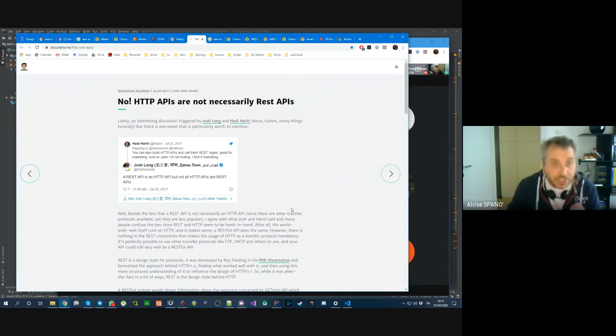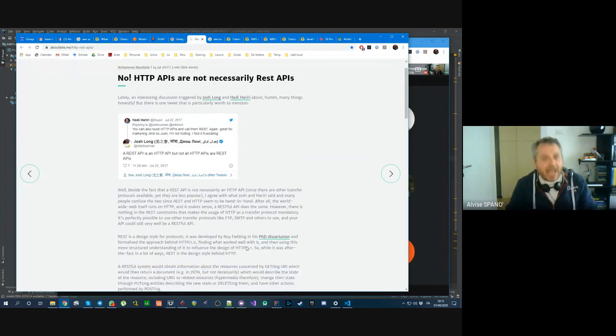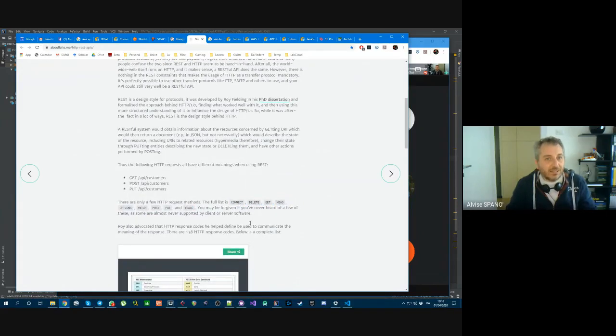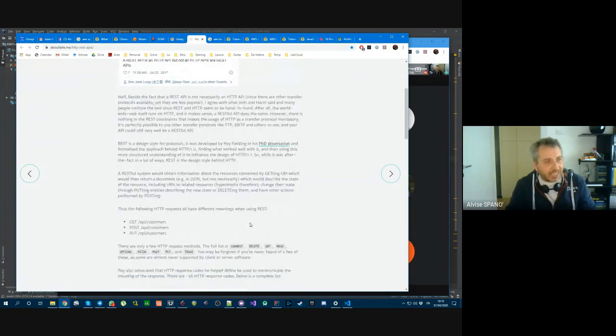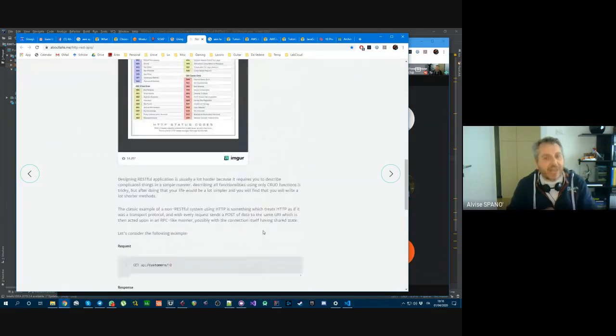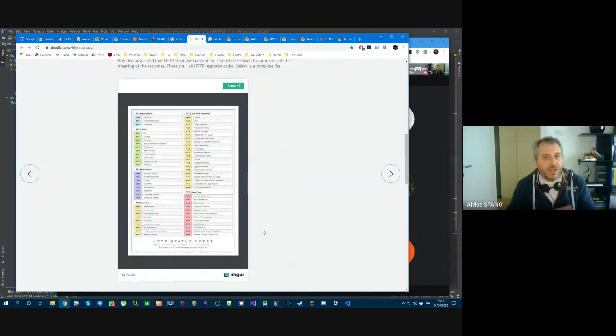This is another interesting thing to read. HTTP is not REST necessarily, but as I told you already, these are the commands, the whole list of commands for HTTP, by the way. And this is an interesting reading for understanding the asymmetry there is between REST and HTTP.